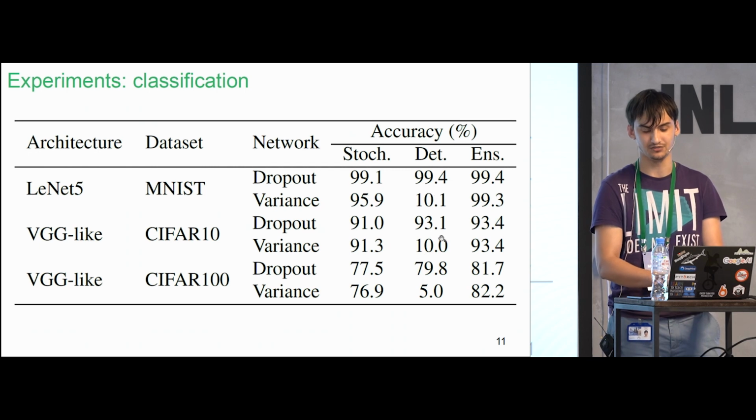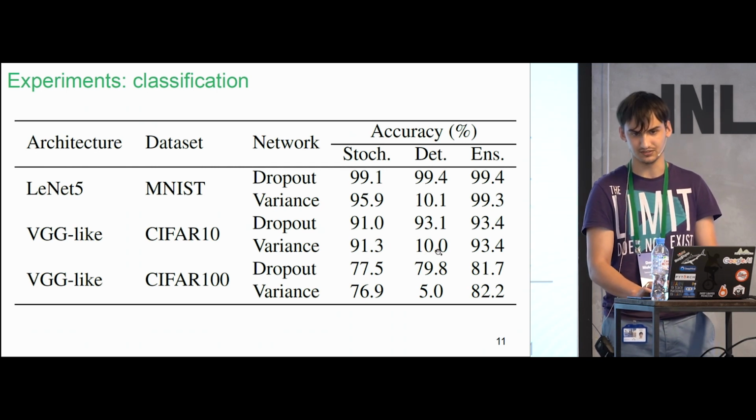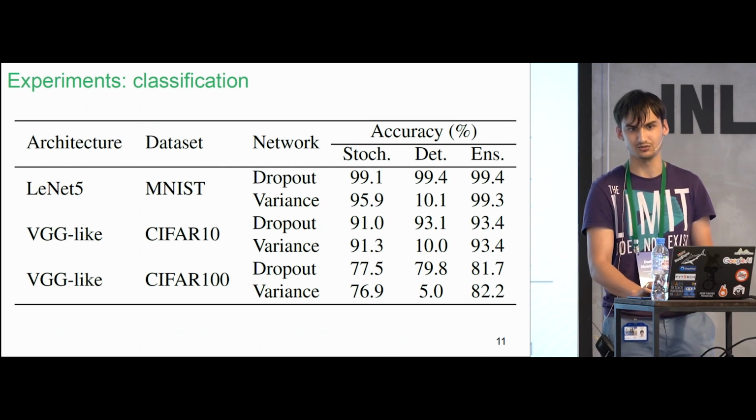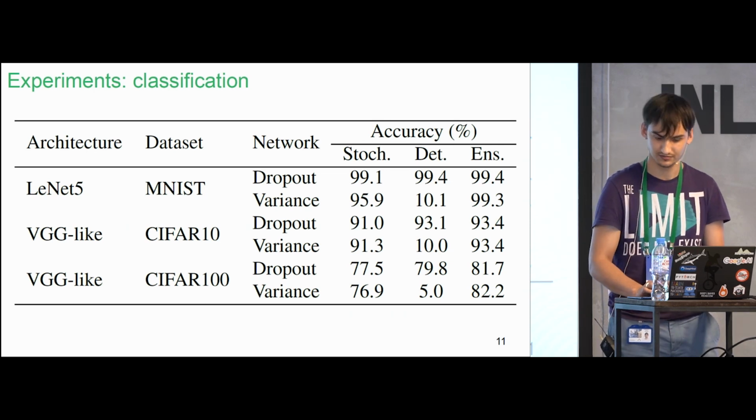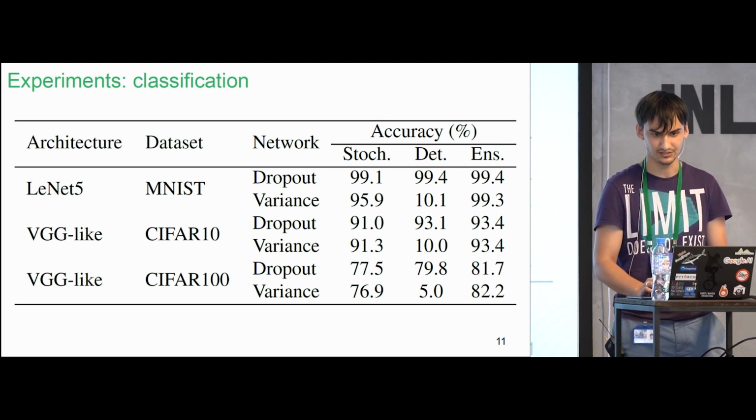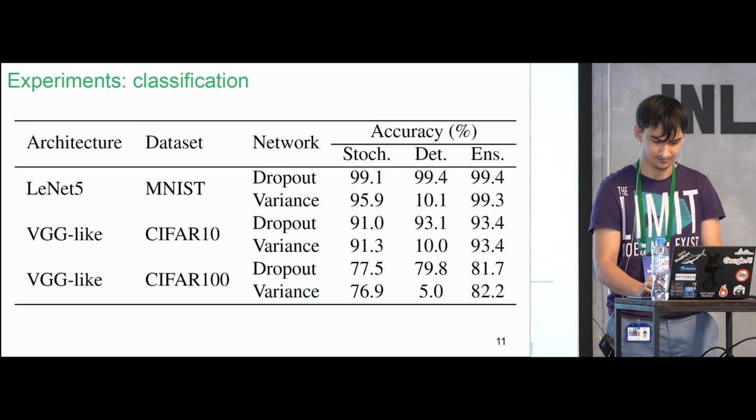And as for deterministic prediction, well, of course, for variance networks, it does not work because you just substitute all your weights with 0 values. And you obtain pretty much a random guess quality prediction.